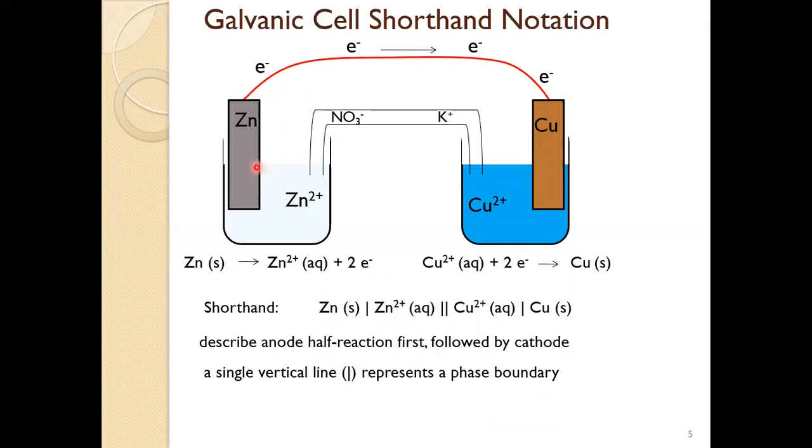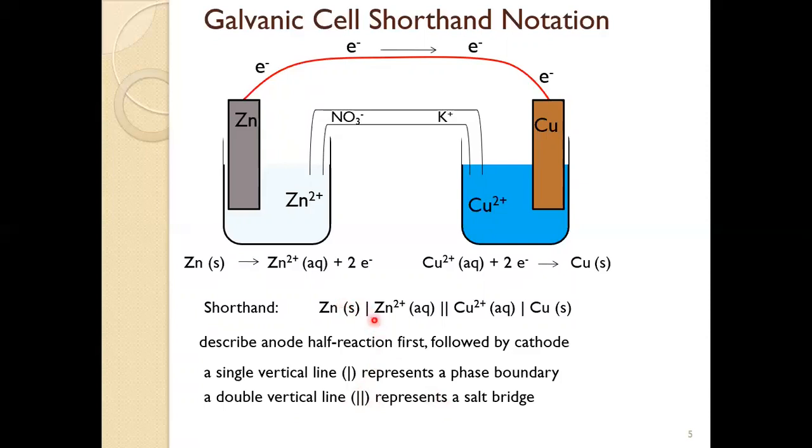So we have elemental solid zinc immersed into a solution of zinc 2+ ions. We have zinc solid, vertical line, zinc 2+ ions, aqueous. We can also include the molarity or partial pressures of the substances as well, if needed. A double vertical line then represents the salt bridge.